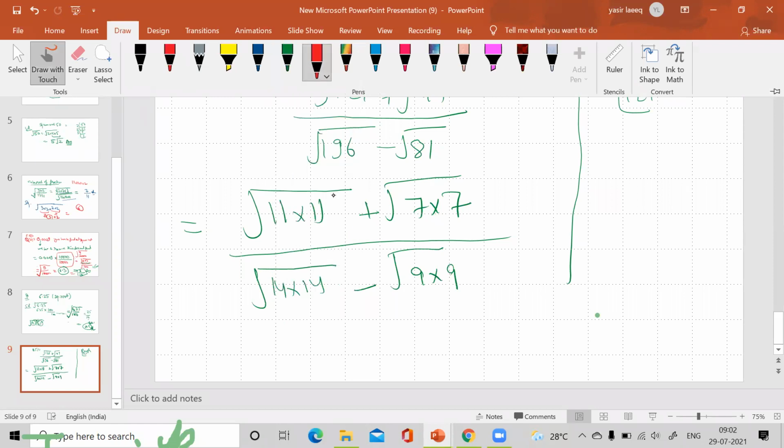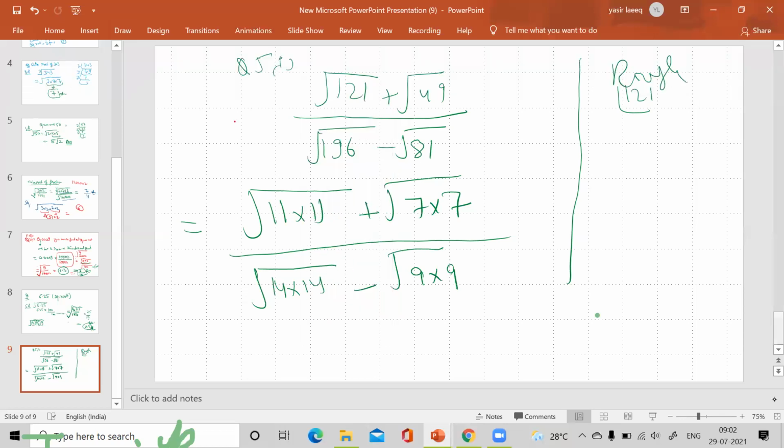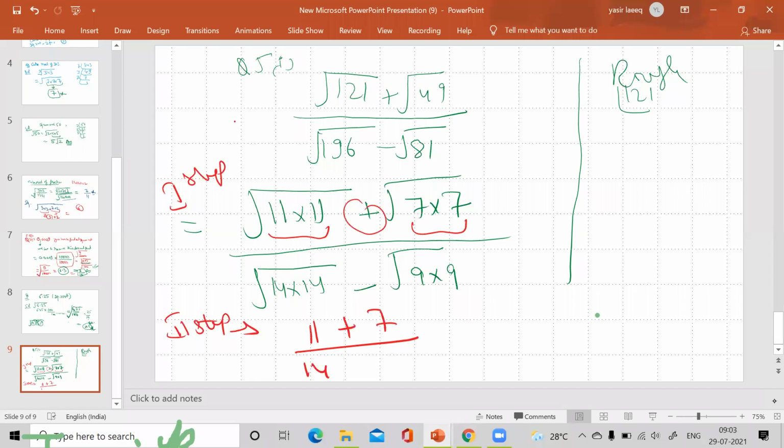Sir, which part you are doing? First part, beta. Okay, so this is your first step. Second step: you make a pair, 11 comes out, plus sign remains the same, make a pair, 7 comes out, denominator it will be 14, minus sign remains the same, it will be 9.